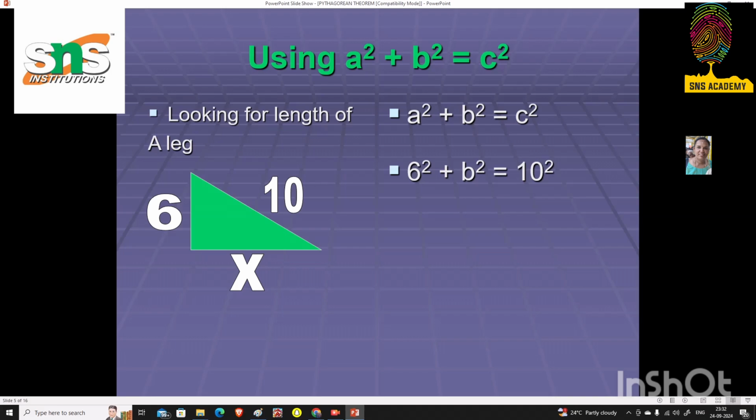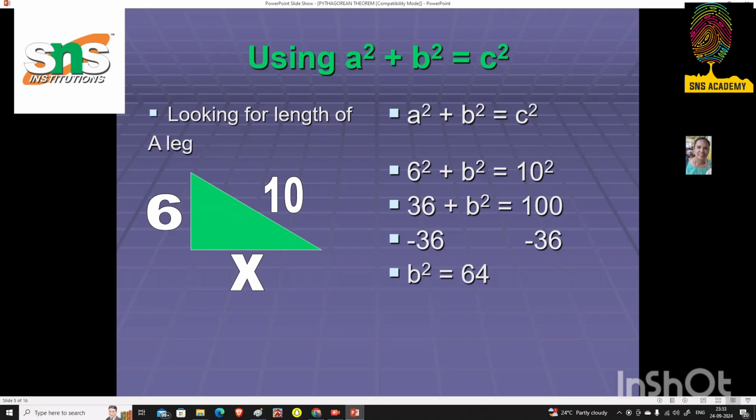So when you observe carefully, B square alone is missing, so we are applying the knowledge of simple equations here. The unknown value alone we keep in the same place. Bring 6 square to the opposite side. The value of 10 square is 100 and 6 square is 36. 36 is positive, and when you bring it to the opposite side, it will become negative. So B square is equal to 100 minus 36. The value of B square is equal to 64.